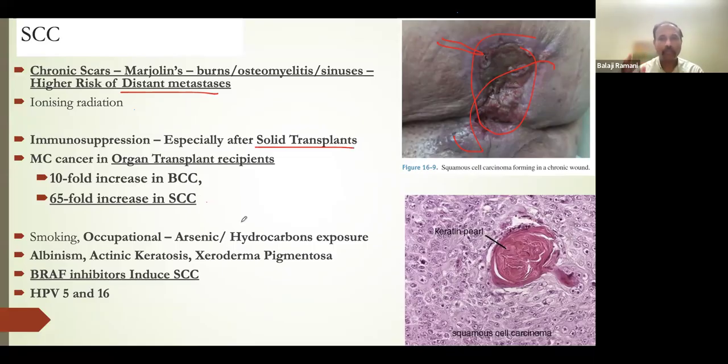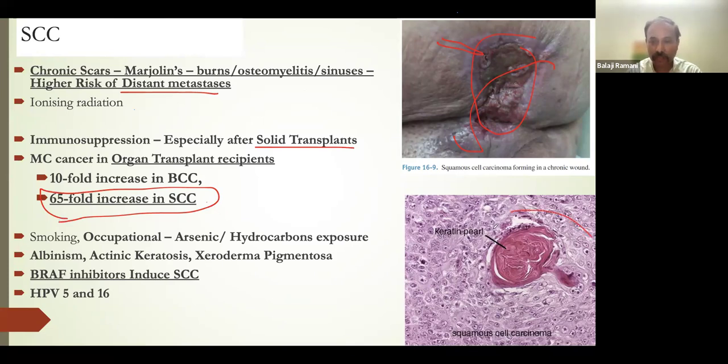So if you look at it overall, the most common cancer is BCC, but if you take organ transplant and immunosuppression, there is a 65-fold increase in SCC. So in transplant, the most common skin malignancy, the answer is going to be SCC. It is 65 times more common.